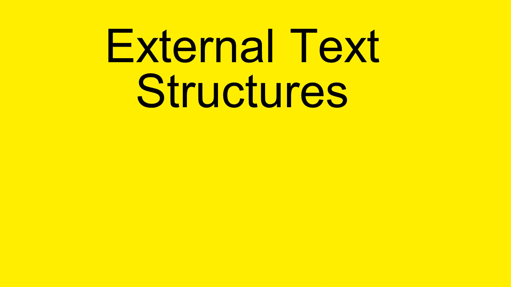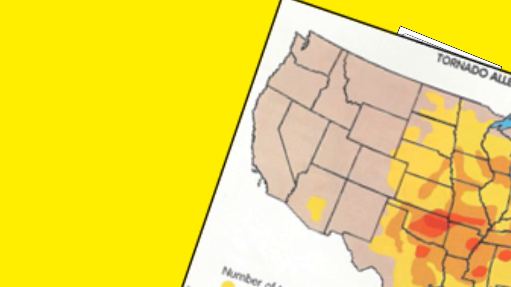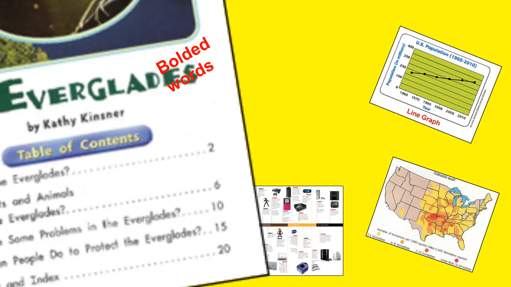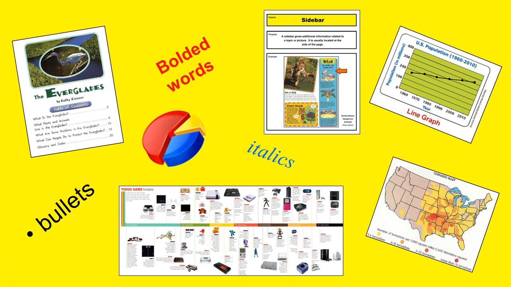Over the last few classes, we've been discussing external text structures. We said that external text structures, also known as text features or external text features, are things around the text that jump out at you, things that you notice without even needing to read the text. These can include things like graphs, maps, timelines, bolded words, and so on and so forth, and they can help give you valuable information about what you are reading.